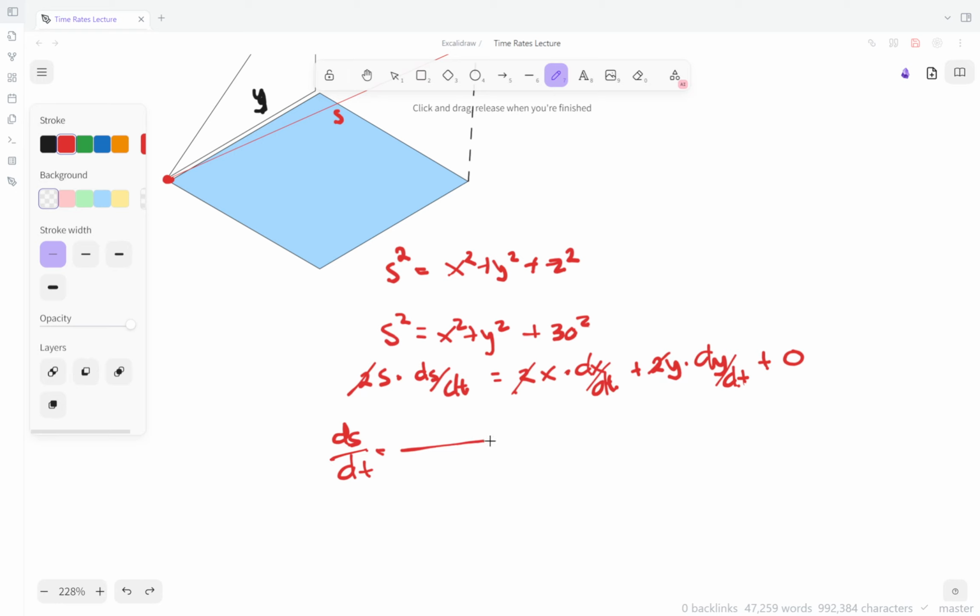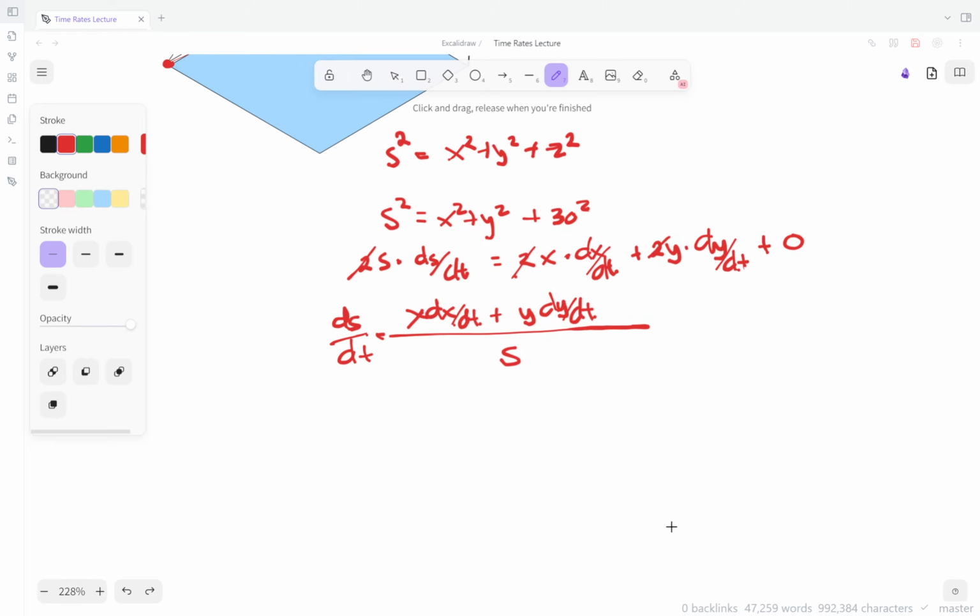So all you have to do now is take all of the values on the right side and divide all of them by s. See, that's the variable in front of ds/dt. So that will be x dx/dt plus y dy/dt. Okay, so now, what's next?